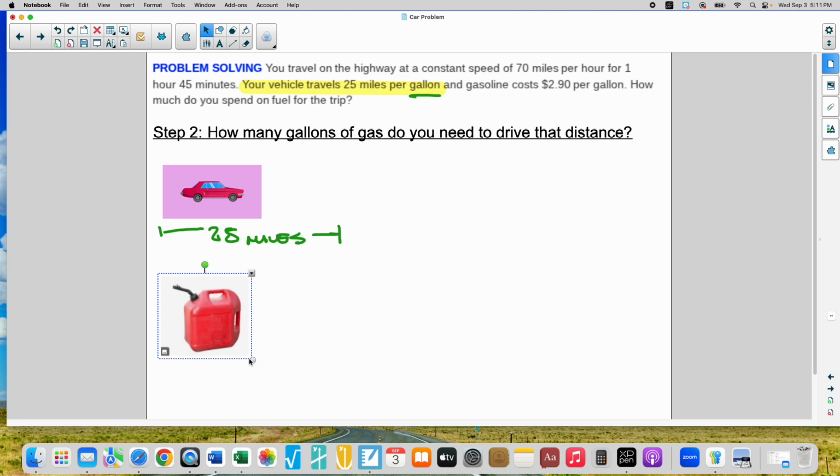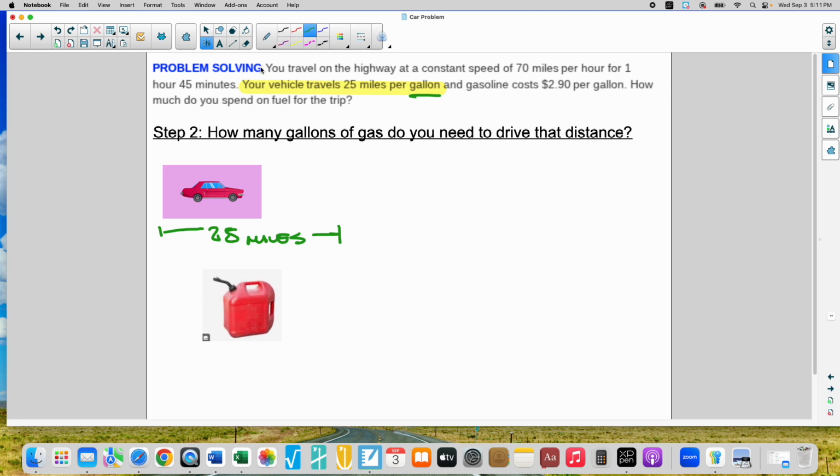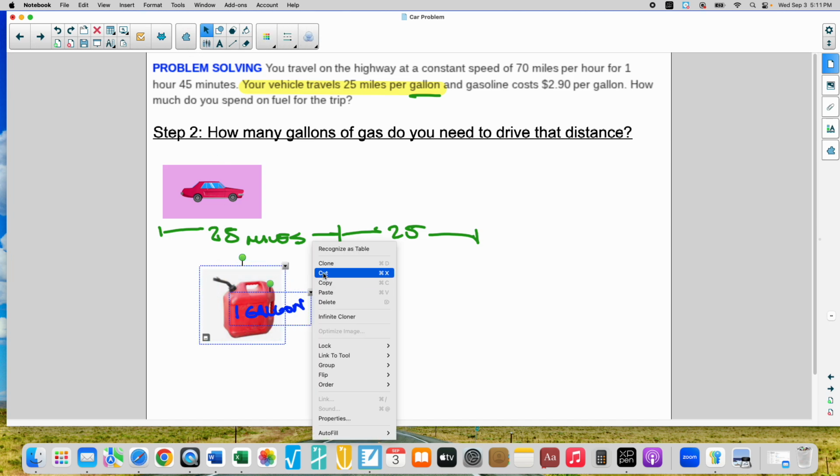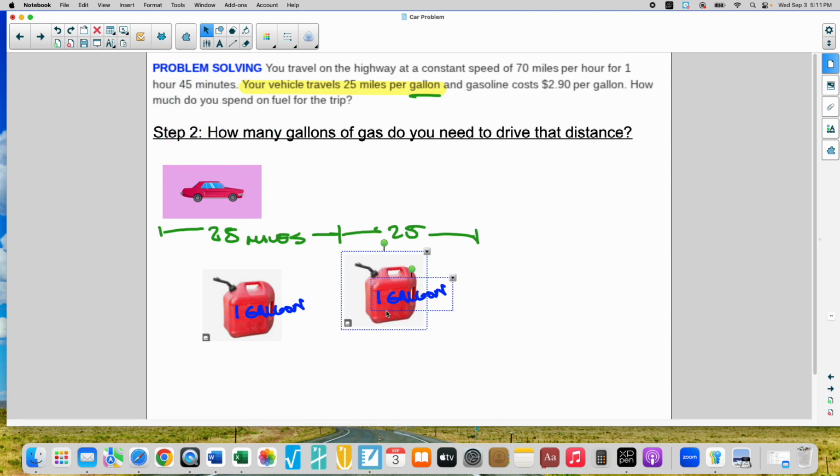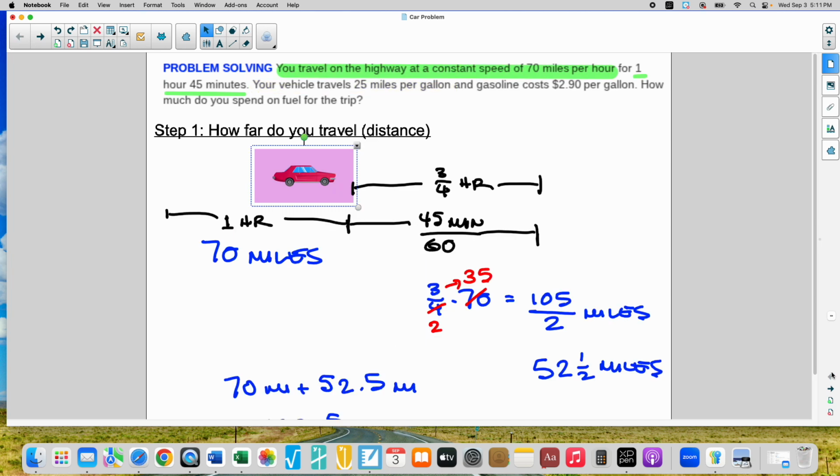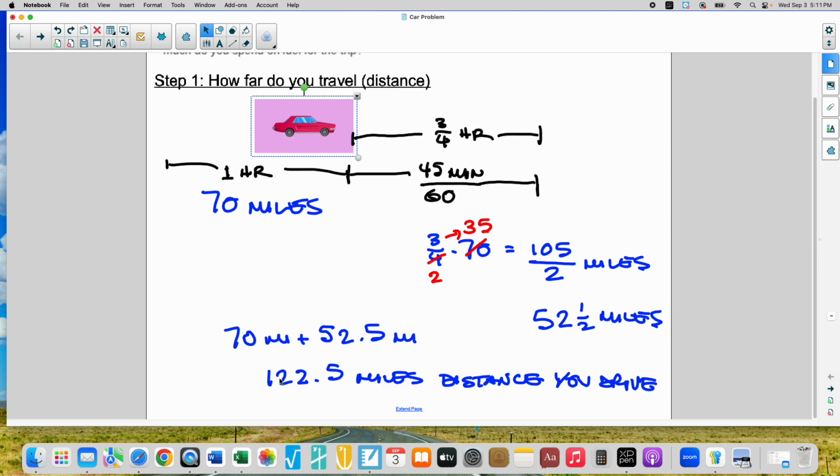So we can do this. This will be a gallon. Let's say 1G, 1 gallon. Okay, so 25 miles. If I travel another 25 miles, that's going to be another gallon of gas. Copy, paste. That's going to be another gallon of gas. So we got to go back to question 1 and see how many miles am I going to go. I'm going to go 122.5.